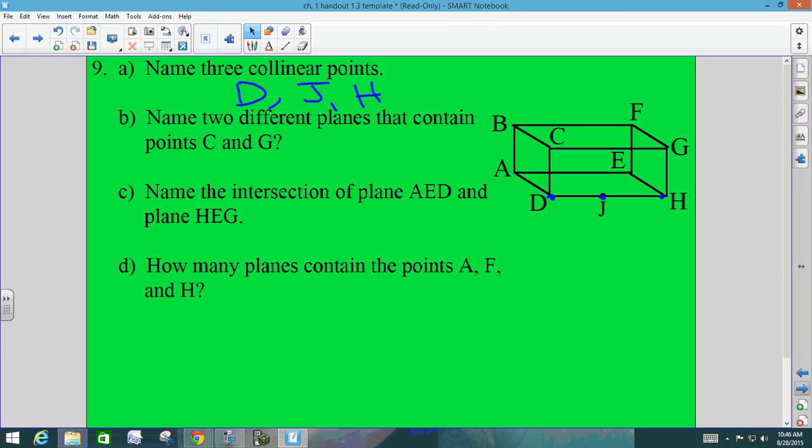Make sure you put commas between them. When you're listing points, you have to separate them with a comma. If you smash that together, I'm going to think it's a plane. Okay, so put your commas between your points.